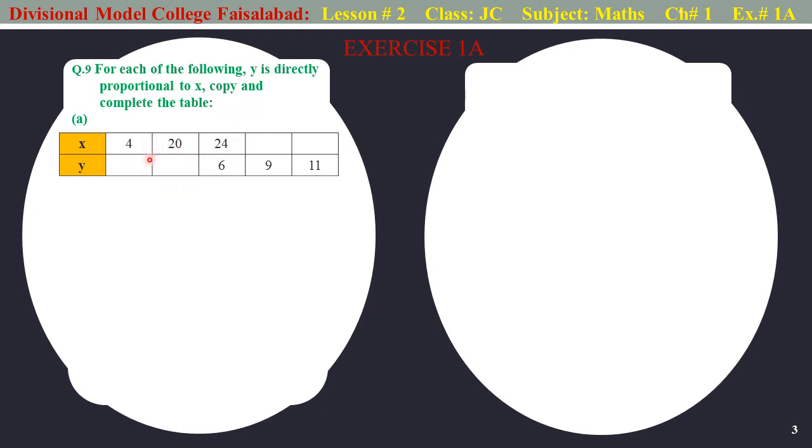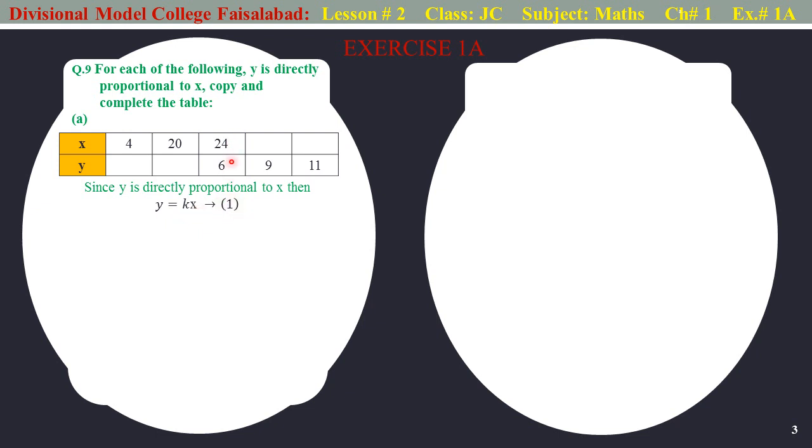For the first 2 values of x the values of y are missing, and for the last 2 columns the values of x are missing, and in this column both the values of x and y are given. So we will use these values to find the value of k first, and then we will use this value and the values of x to find the values of y, and the values of y to find the values of x. Now because it is given that y is directly proportional to x, this can be written in mathematical form as y is equal to kx. We will name this equation number 1.